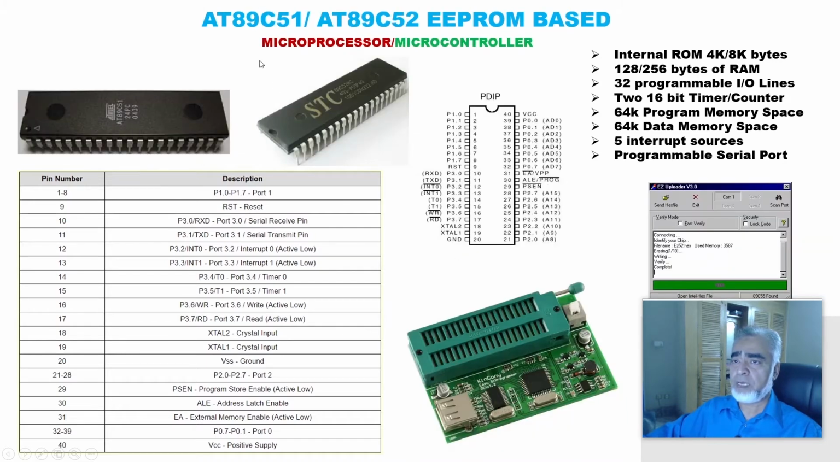But for the devices 89C51 and 89C52, one has 4 kilobytes of ROM in it and the second has 8 kilobytes of ROM in it. So we will use a special programmer to download the program, that is the hex file, to the microcontroller, and to rewrite these devices with a new program we will use special circuits, and these circuits are called programmers.